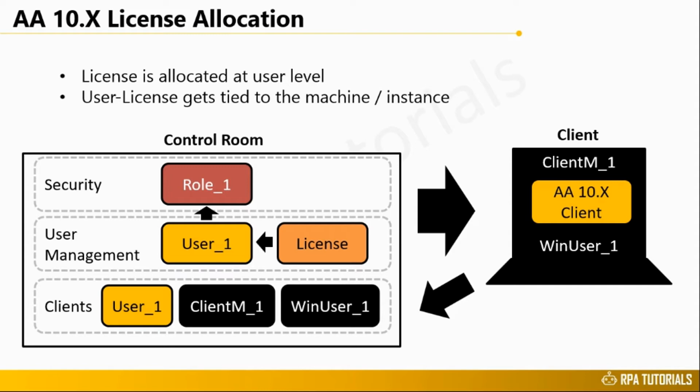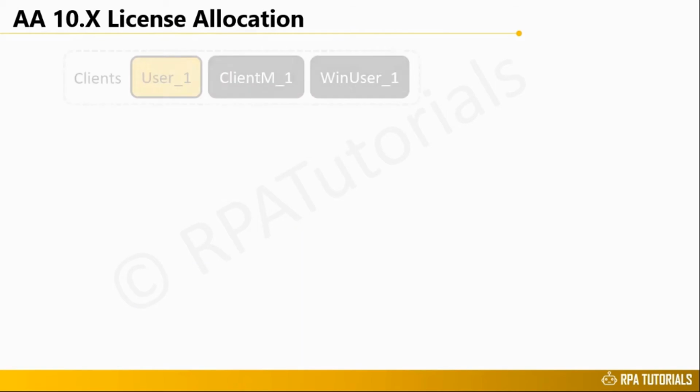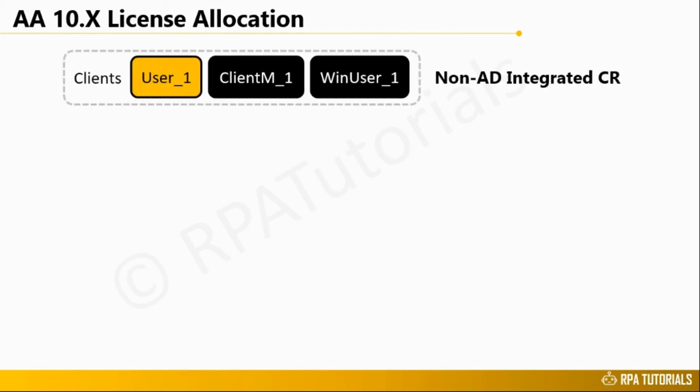After logging in, the Automation Anywhere client application opens up its development workbench if the license allocated to the user in the control room is of development type. Or, it opens the runtime environment if the license allocated is of runtime type. The example that you just saw is in case your control room is a non-Active Directory integrated one.